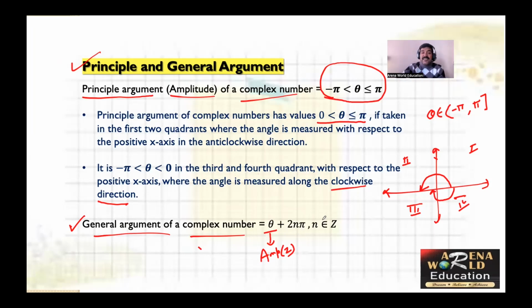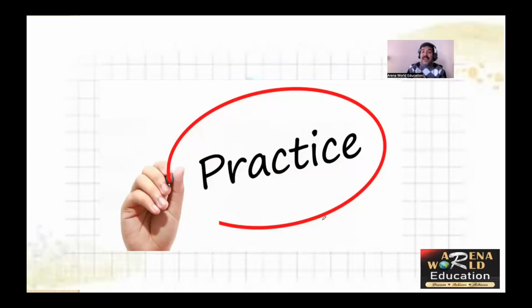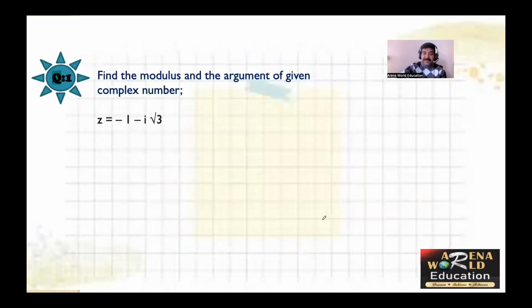Now it's time for practice. I hope everybody is ready. Yes, this is your question number 1. Find the modulus and the argument of the given complex number. I will tell you a very easy way to solve these questions. Look at this one. This is the real axis and this is your imaginary axis. Z is equal to -1 minus iota root 3.